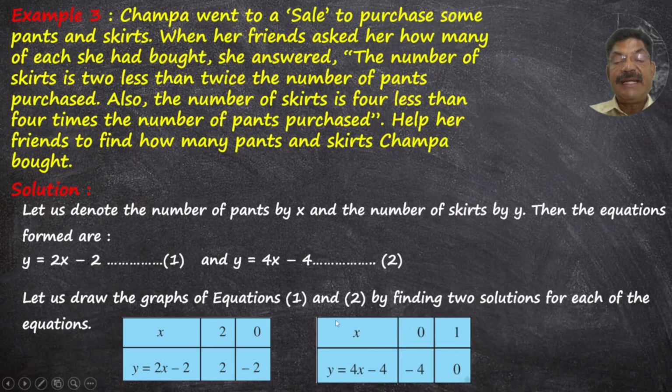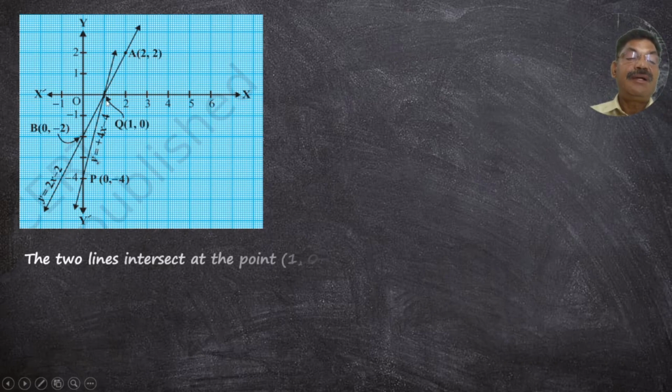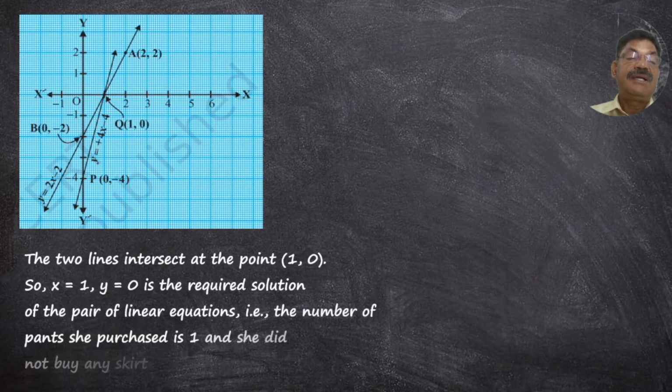Similarly, for the second equation, y is equal to 4x minus 4. Therefore, when x is equal to 0, y is equal to minus 4. When x is equal to 1, y is equal to 0. When you draw the graph, you get these two lines and they intersect at (1, 0). Therefore, x is equal to 1 and y is equal to 0 is the required solution.